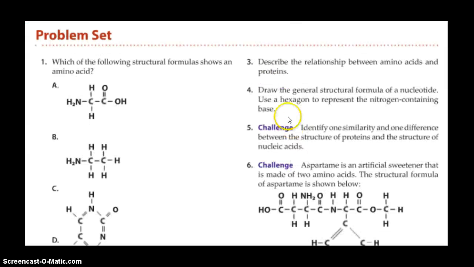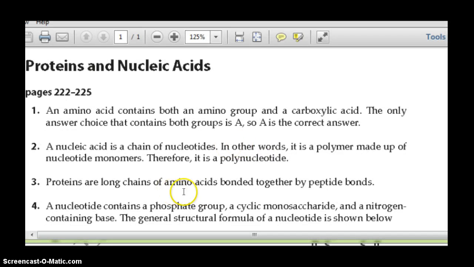And question 3, describe the relationship between amino acids and proteins. Hit pause, get your answer. Answer is, proteins are long chains of amino acids bonded together by peptide bonds. That's important. So amino acids make peptide bonds to form proteins.